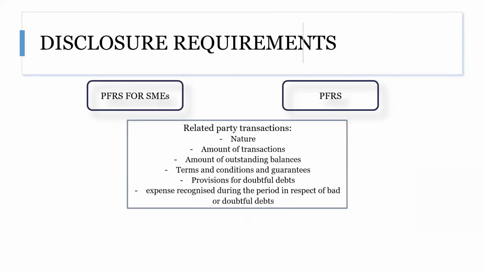So, ito pa yung mga disclosures, yung related party transactions, yung nature, yung amount of transaction, amount of outstanding balances, terms and conditions, and guarantees, provisions for doubtful debts if ever na may mga bad debts dun sa receivables mo sa related parties, expense recognized during the period in respect of bad or doubtful debts.